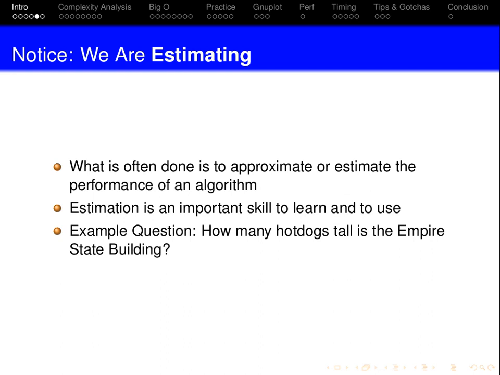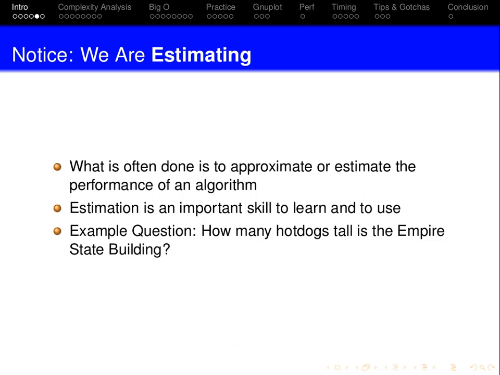We are estimating. It's very, very important to understand that when you do this type of analysis, which eventually is going to turn into big O analysis, we are estimating. We're not coming up with an exact value. What actually happens on the computer is going to be many more steps than what you realize, but that's okay. We're going to estimate what's going on. But you do this all the time. This shouldn't be hard. For example, how many hot dogs tall is the Empire State Building? A lot. Nice estimation, but unfortunately subjective. We want to quantify it.